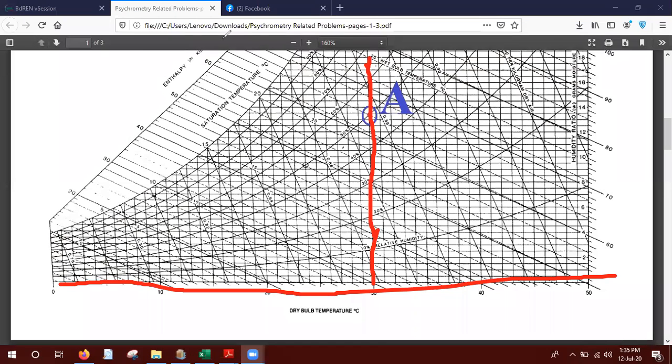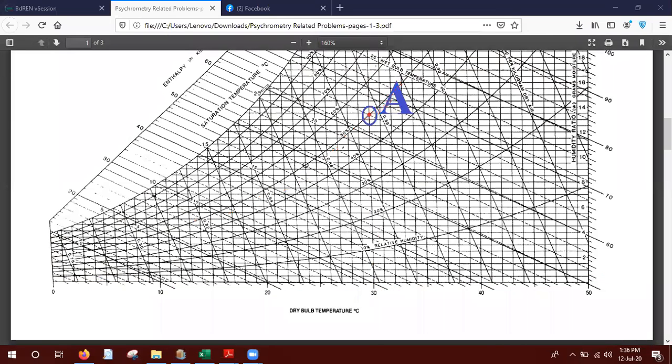So this is the line of 30 degrees Celsius, and the other information given to us is 50% relative humidity. What is the 50% relative humidity line? You see 20%, 30%, 40%, 50%. So we will draw the 50% line of relative humidity. Sorry for my bad drawing. When we draw the 50% line properly, the intersection point will be our desired point. This is the intersection point where the 50% relative humidity line and the 30 degrees Celsius dry bulb temperature line intersect. So this is the desired point.